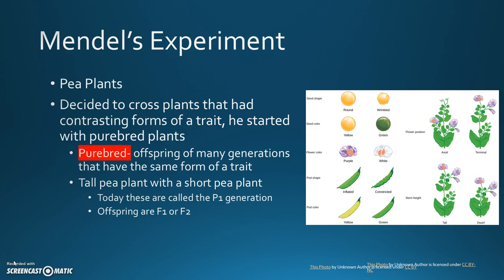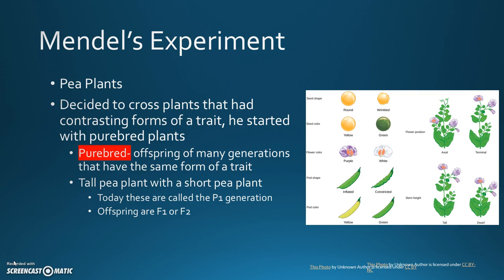So here's what Mendel did. He worked with pea plants. And he at first decided to cross plants that had contrasting forms of a trait. He started with purebred plants. And purebred means that they have the same form of a trait. So think of it like a dog or a cat. They all have the same breed. So if you have a purebred golden retriever, the two parents of that golden retriever puppy were golden retrievers.